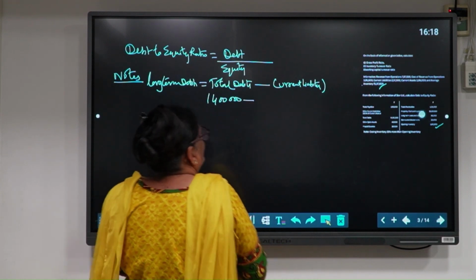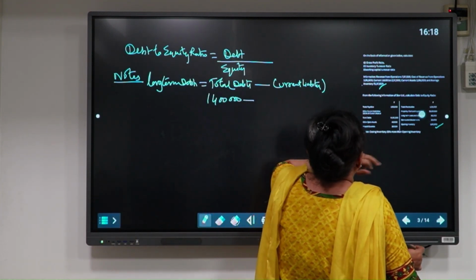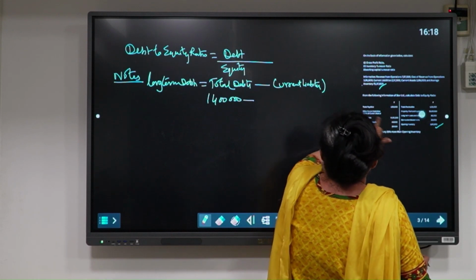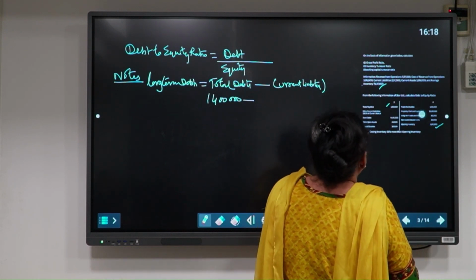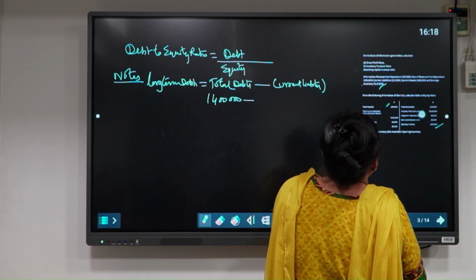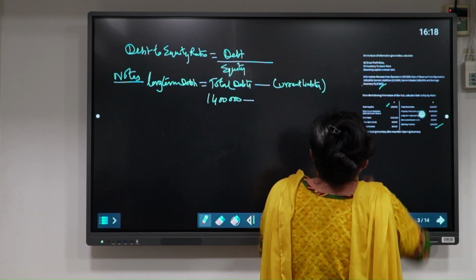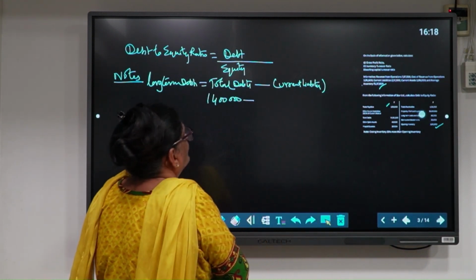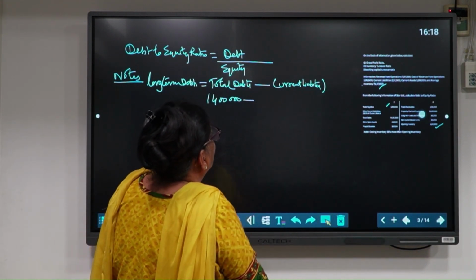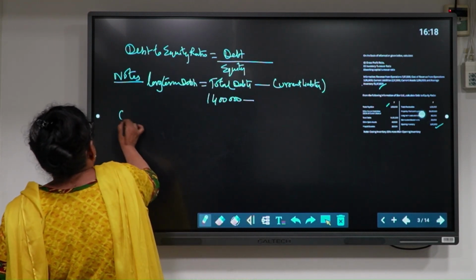What are your current liabilities? They are telling other current 12.5%. What are your current liabilities here? Trade payable is there, and other current liability is 12.5% of current assets. Now, anywhere have they given us current assets? No. So keep this, and try to find out current assets.